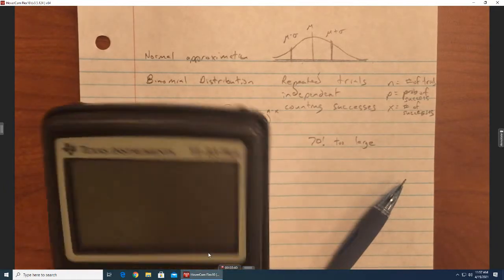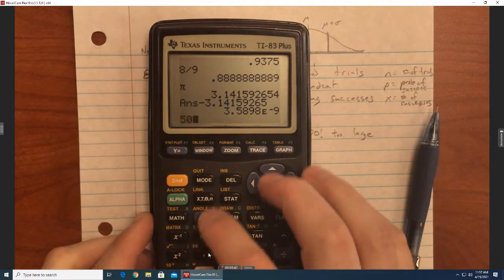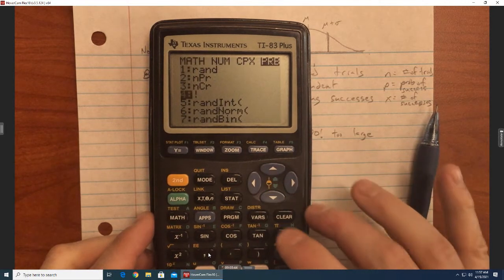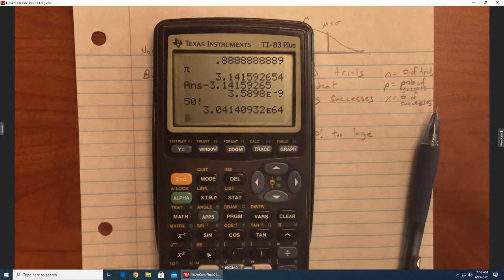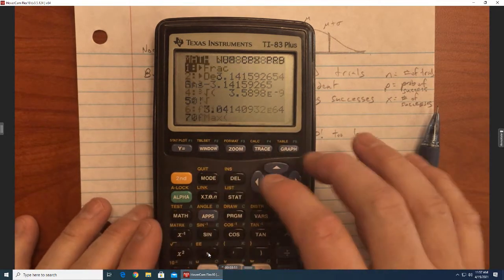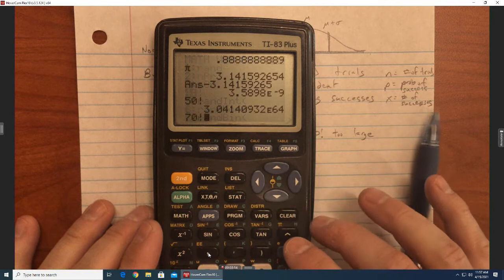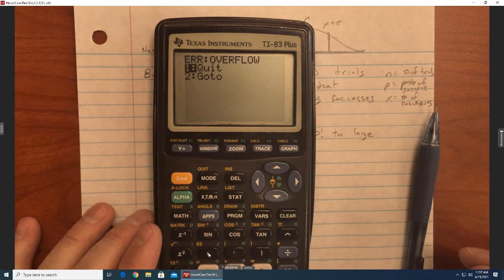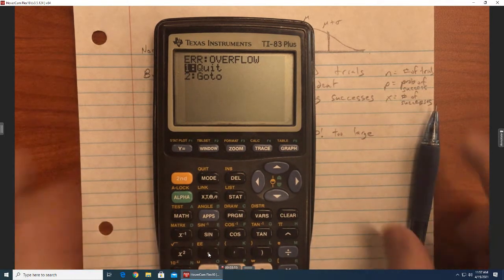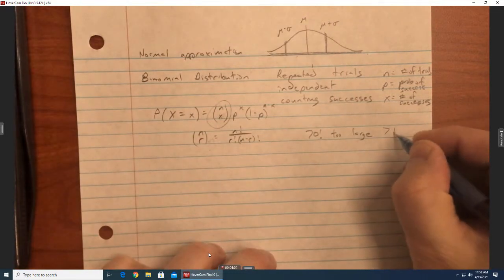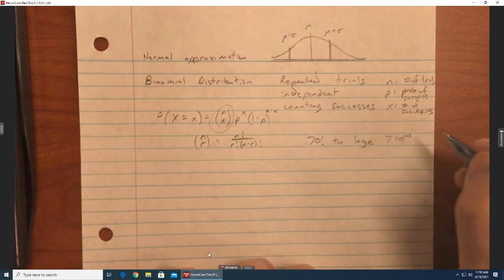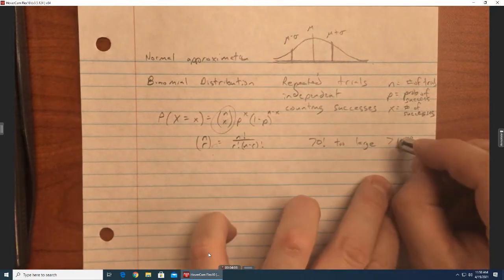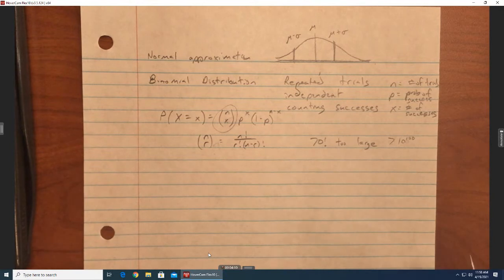Let me just play around with that. So if I was to plug in, say, 50 factorial, my calculator can deal with it. It's a big number. You can see this is times 10 to the 64th power. But the calculator can deal with it. If I try to plug in 70 factorial, though, it's not that much bigger. It should be able to handle it, right? Nope. Error overflow. This is because it's bigger than 10 to the 100th. And so the calculator just says, yeah, this is a big number. We're not going to deal with it.